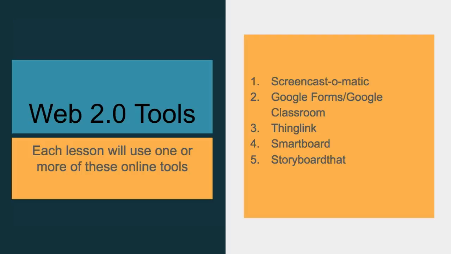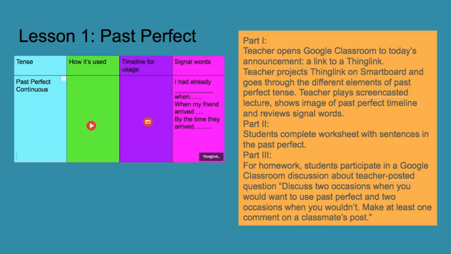The Web 2.0 tools that will be used for this lesson will include the Screencast-O-Matic, Google Forms and Google Classroom, ThingLink, Smartboard, and Storyboard That. So let's get started with Lesson 1, the past perfect.